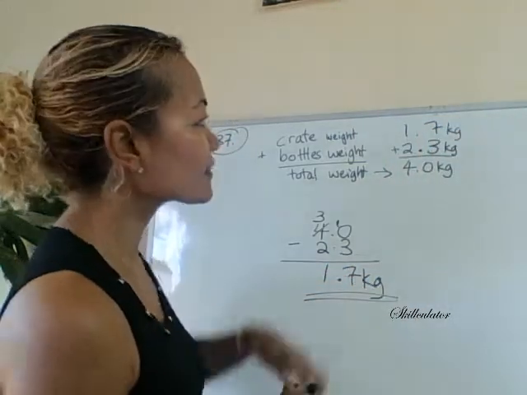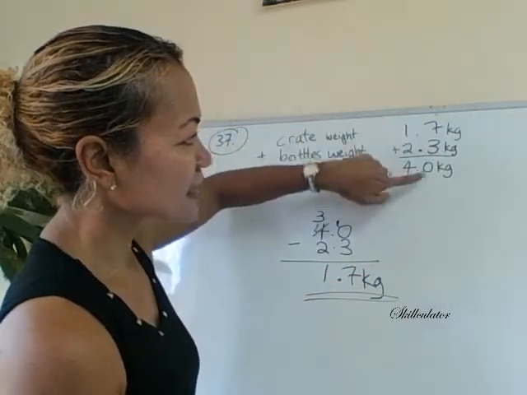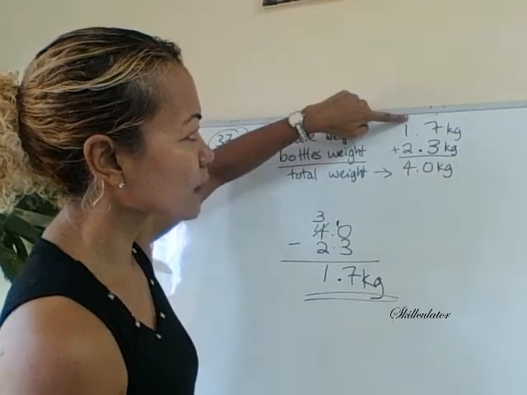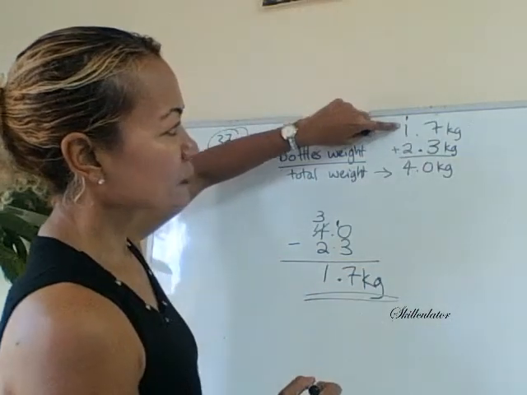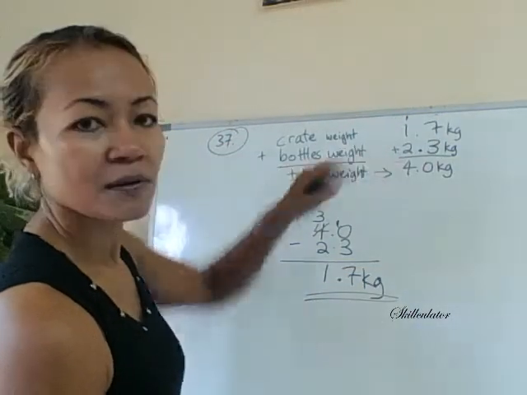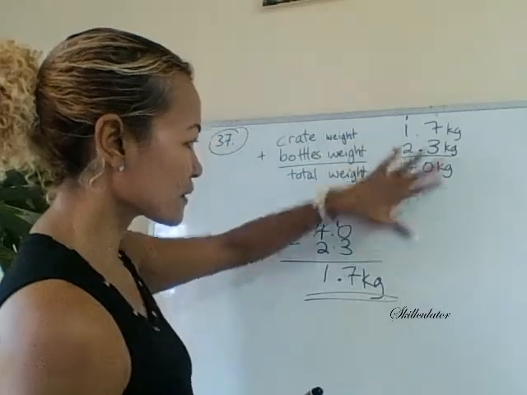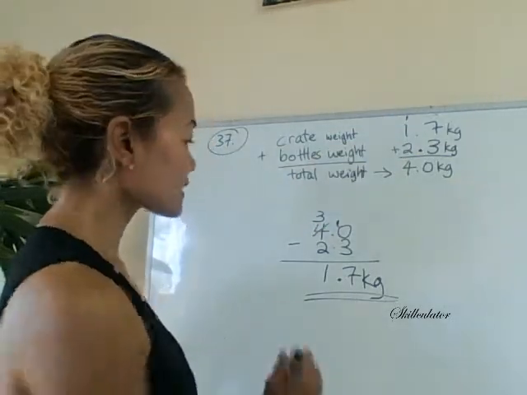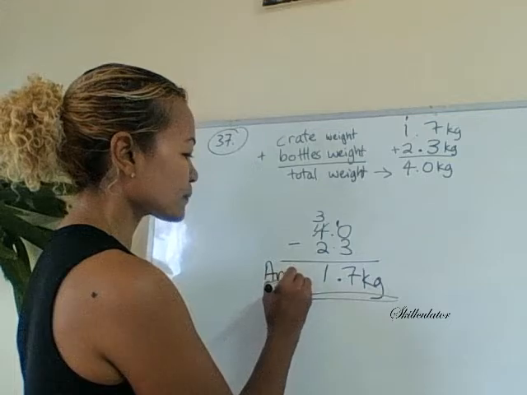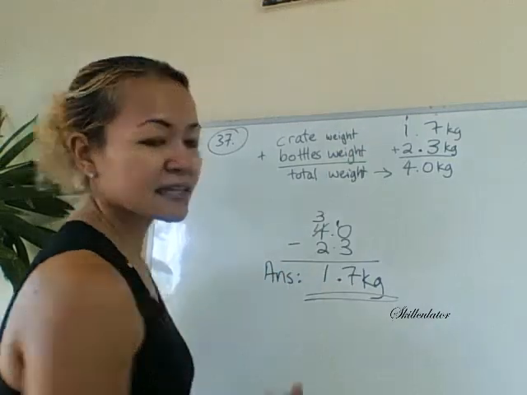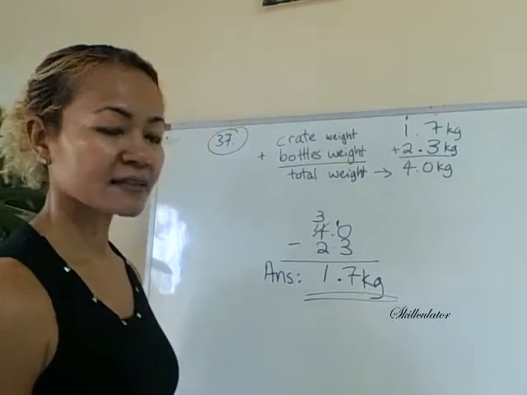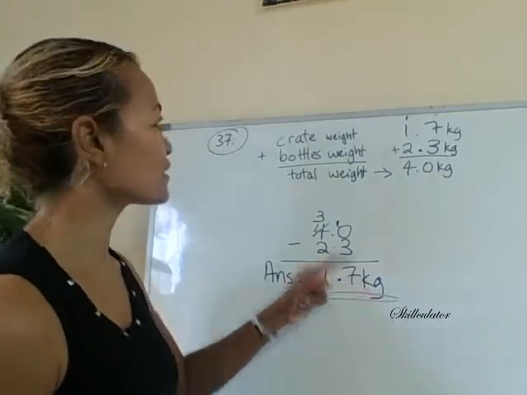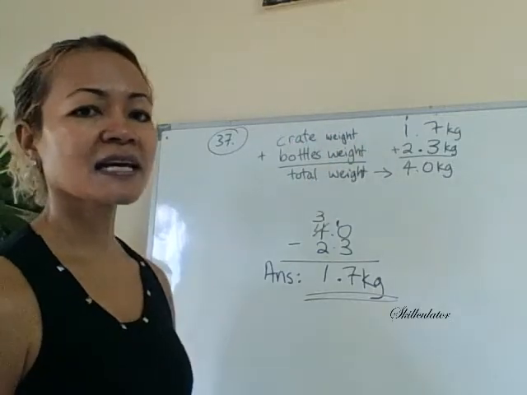Let's just test that out. 7 plus 3 is 10, 0 there, carry 1 here. 1 plus 1 plus 2 is 4. And there you have it. So this looks like it works out. You can always test your answer by doing some small addition later just to check that everything makes sense and looks to be correct. So the answer is 1.7 kg. The crate weight on its own is 1.7 kg.